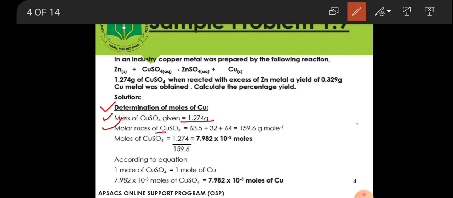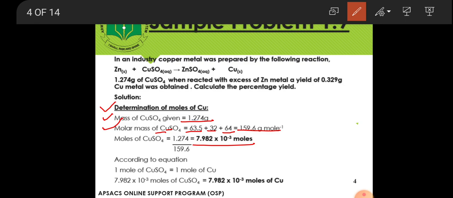Mass of copper is 63.5. Mass of sulfur is 32. Mass of 4 oxygen atoms is 64. So molar mass is 159.6 gram per mole. So moles of copper sulfate obtained are 7.982 into 10 raised to the power minus 3 moles.